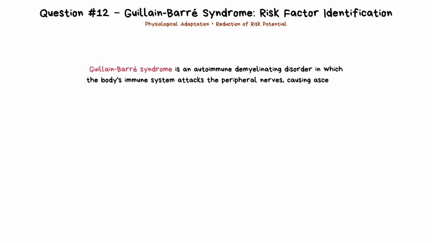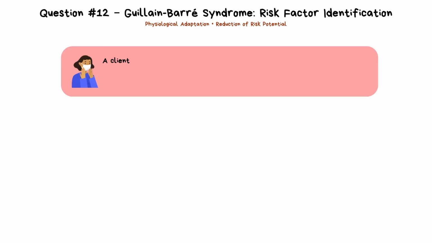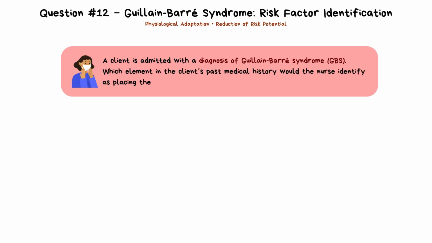Here's a multiple choice question that tests your ability to recognize the key trigger event for Guillain-Barré syndrome, or GBS. Before we dive in, a quick refresher. Guillain-Barré syndrome is an autoimmune demyelinating disorder in which the body's immune system attacks the peripheral nerves, causing ascending weakness that can progress to paralysis. Now here's the question. A client is admitted with a diagnosis of Guillain-Barré syndrome. Which element in the client's past medical history places them most at risk for developing this condition?